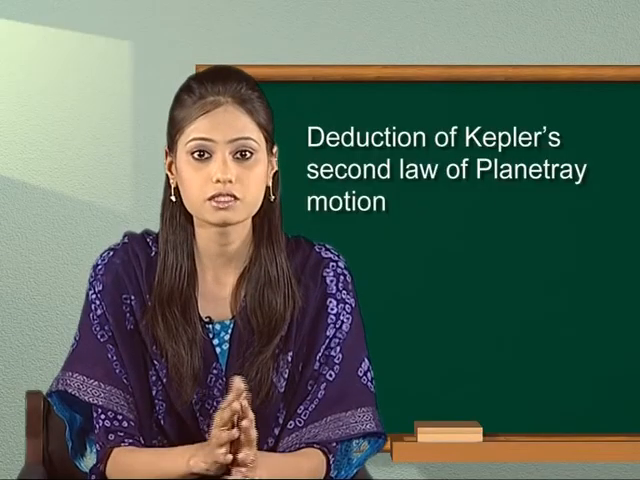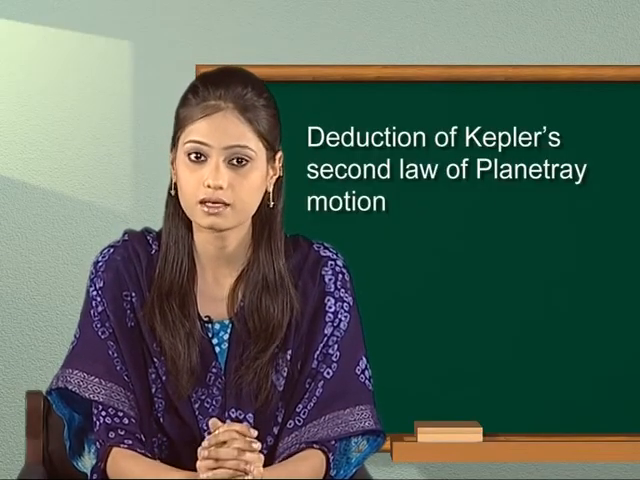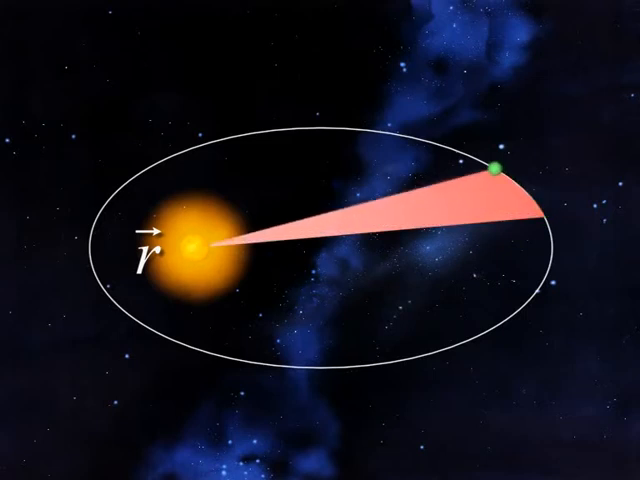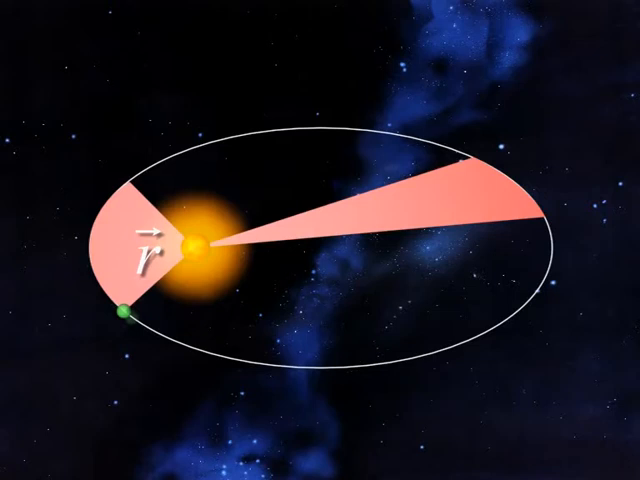Consider a planet moving around the Sun in an elliptical orbit. Let vector r be the position vector of the planet with respect to the Sun and vector F be the gravitational force on the planet due to the Sun.